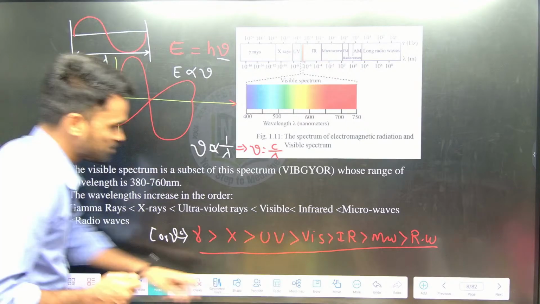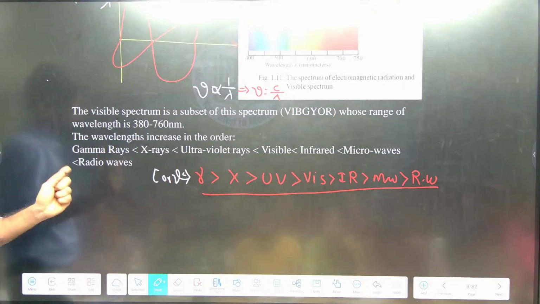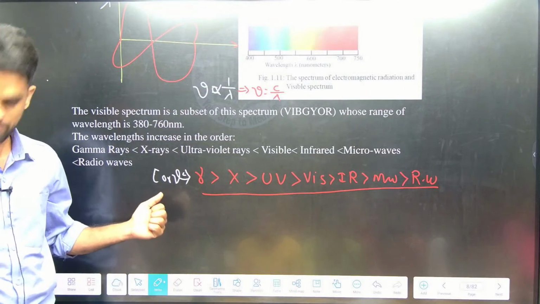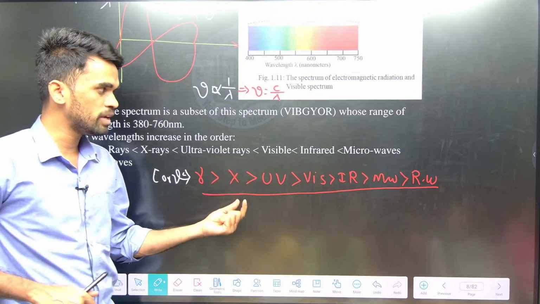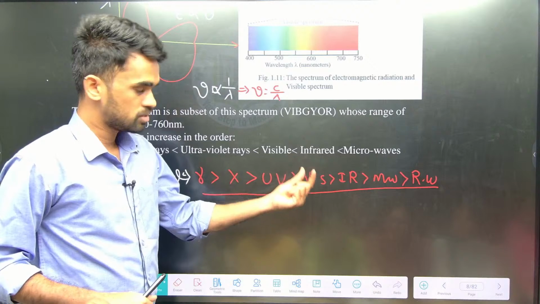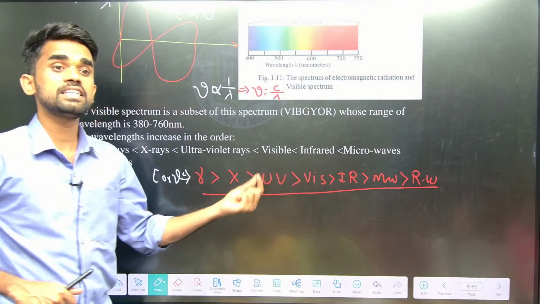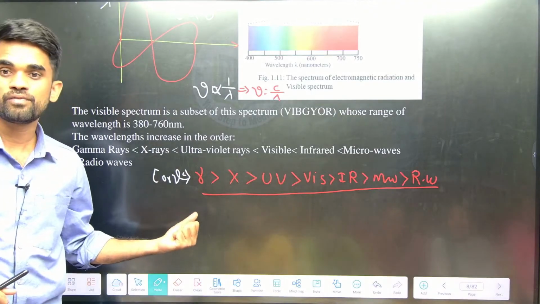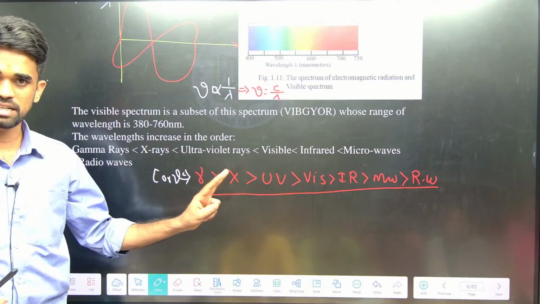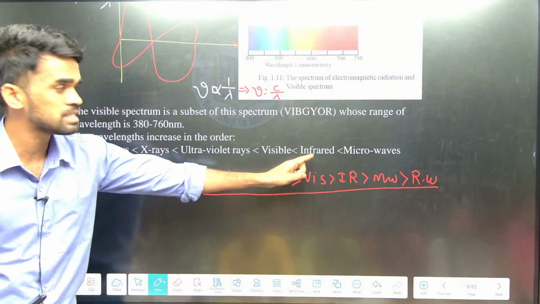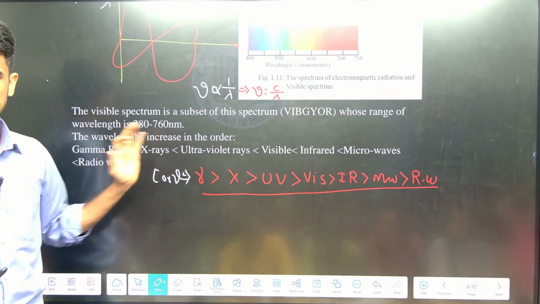So now, what is the order of frequency? Gamma rays, X-rays, UV, visible. This is the frequency order. So if I ask for wavelength, it is the inverse, reverse. Here they have given it as wavelength. Okay, is this clear everyone?